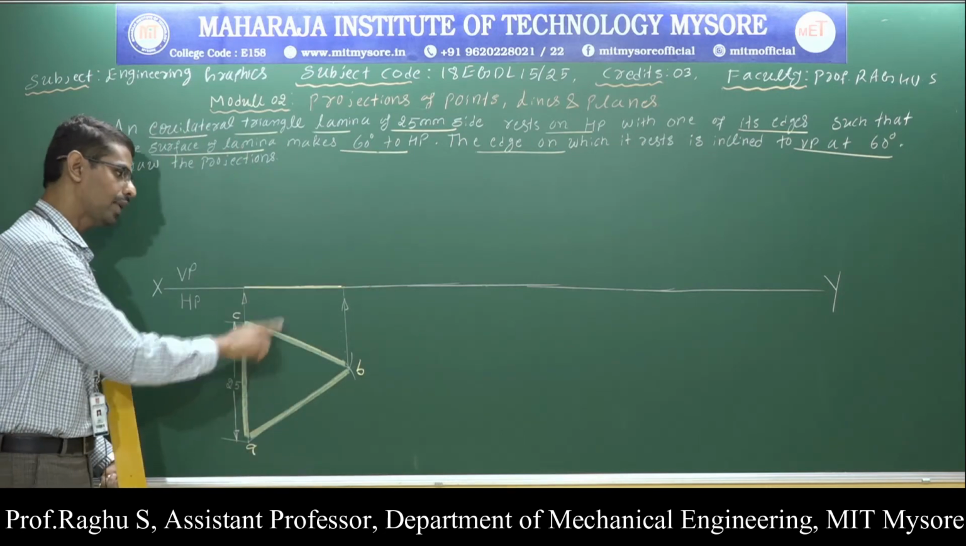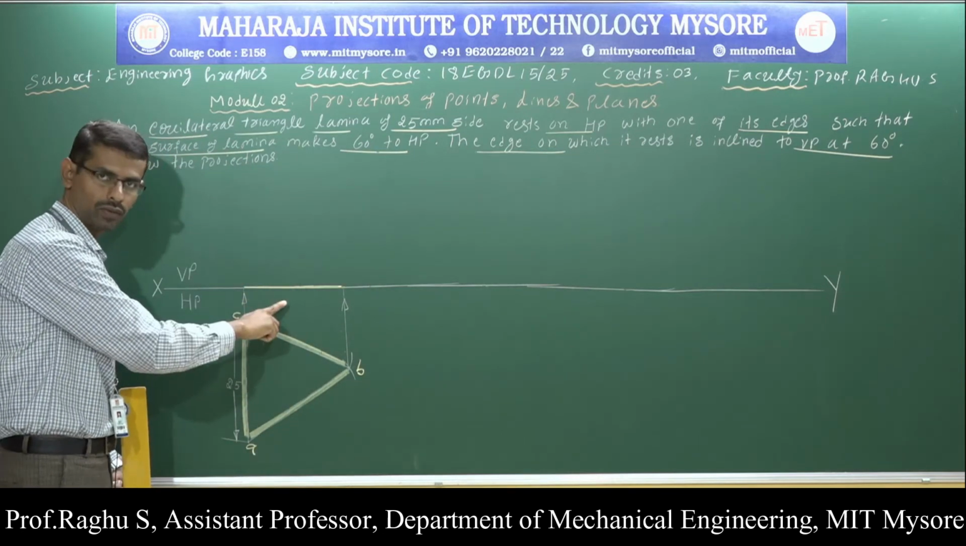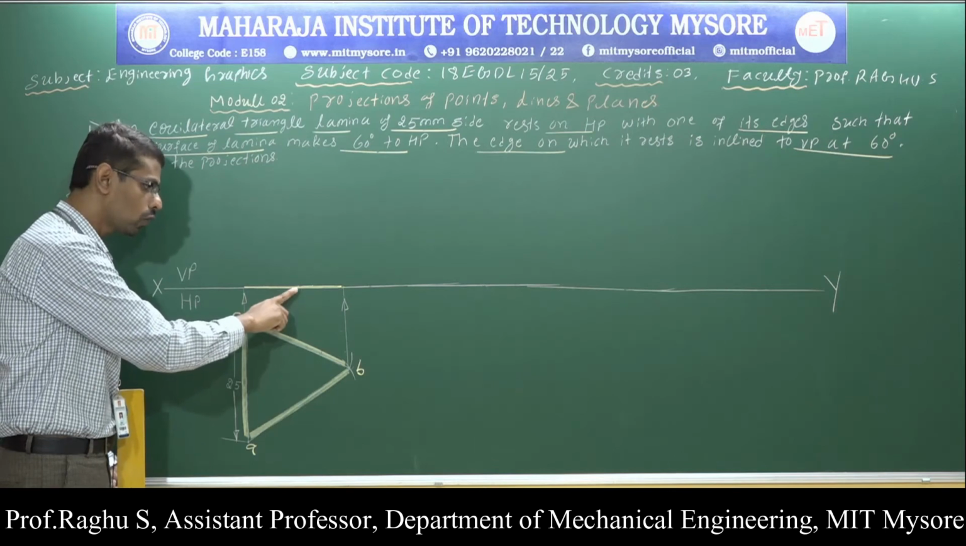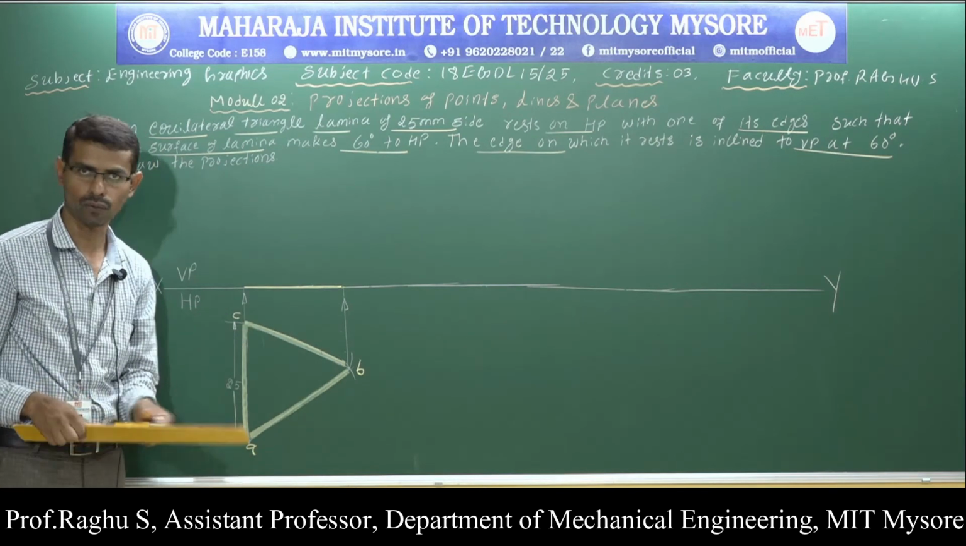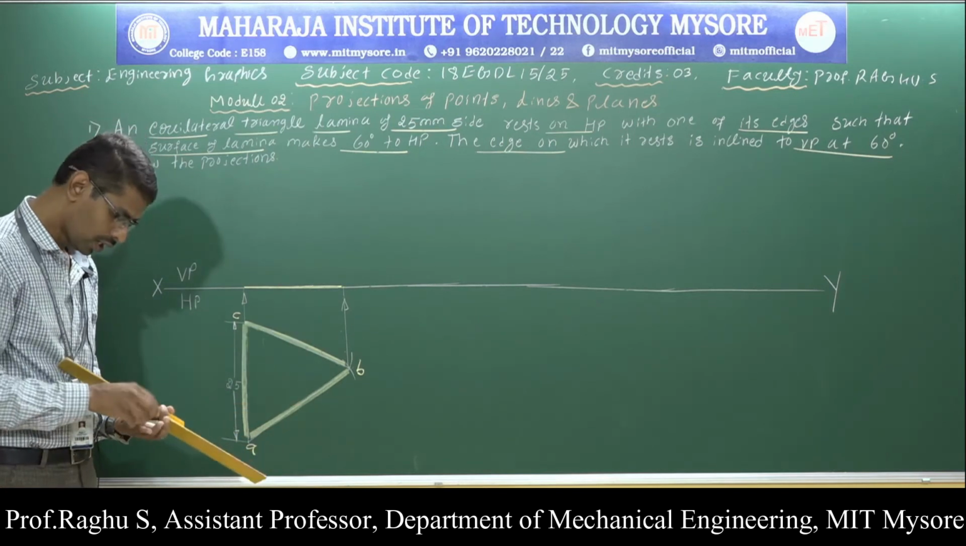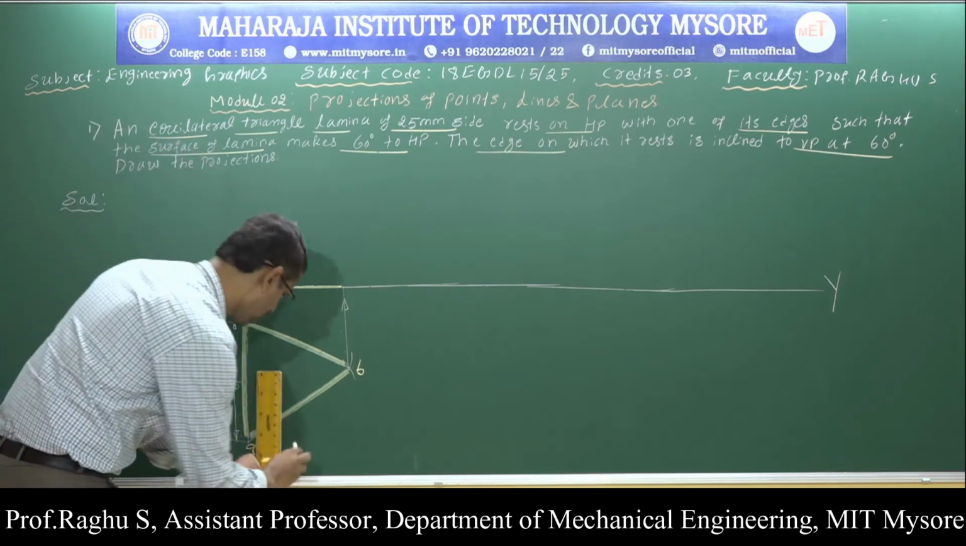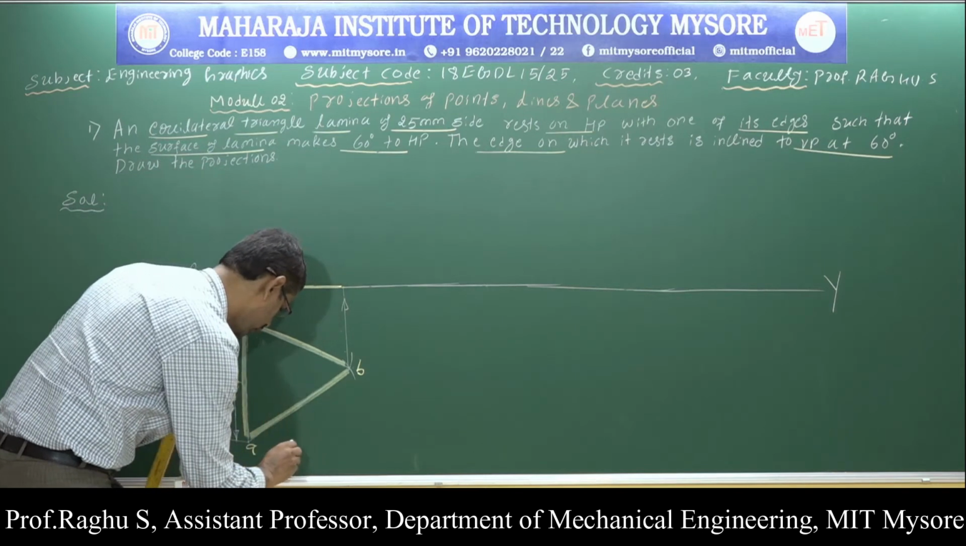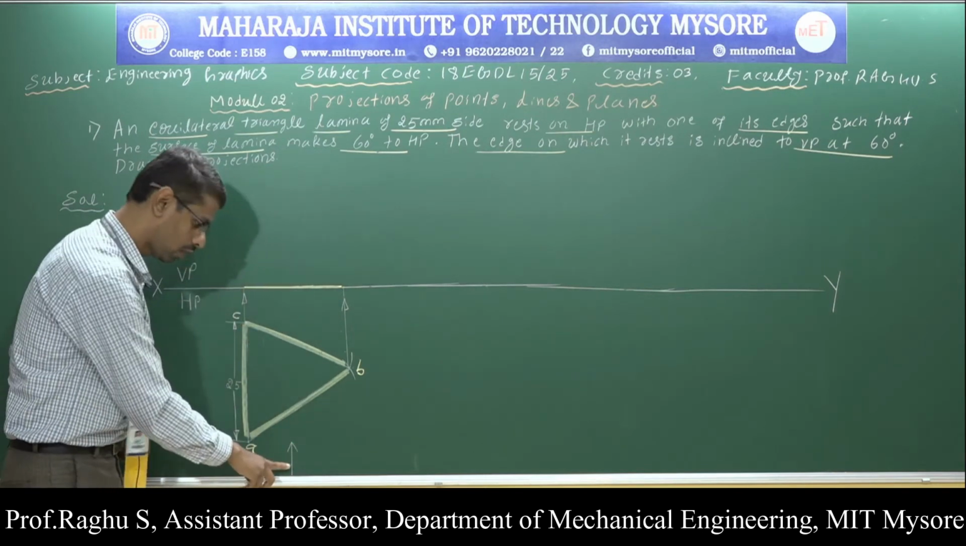So the triangle lamina appears as a straight line in the front view. The front view comes on the XY line. Now, naming. This is the direction of view.